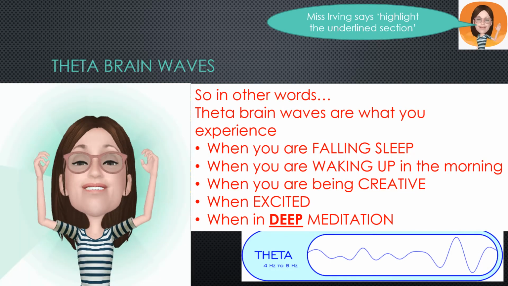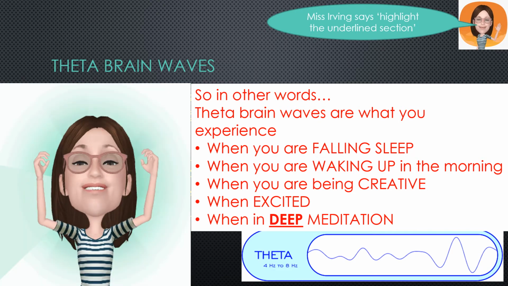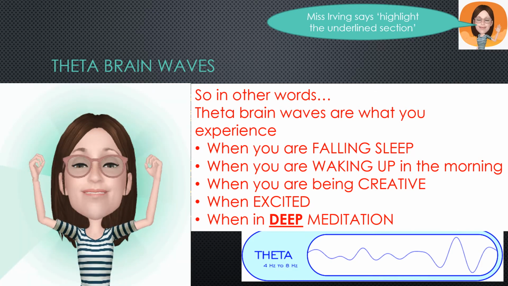Alright, so in other words, theta brainwaves are what you experience when you are falling asleep, when you're waking up, when you're being creative, when you're excited, and when in deep meditation. Make sure you know the difference between what brainwaves you'll be in when you're in light meditation and deep meditation. Alpha in light and theta in deep.